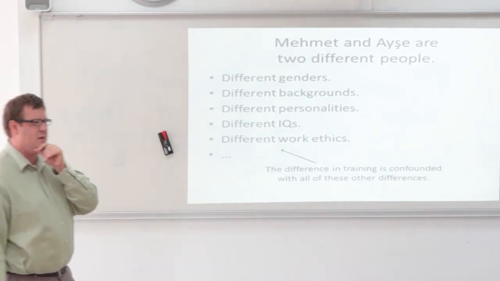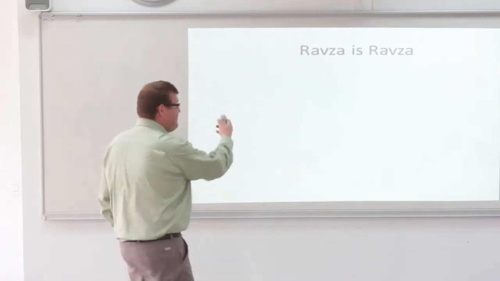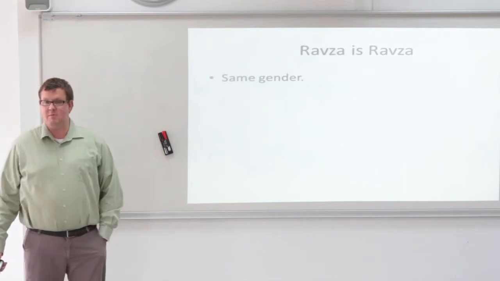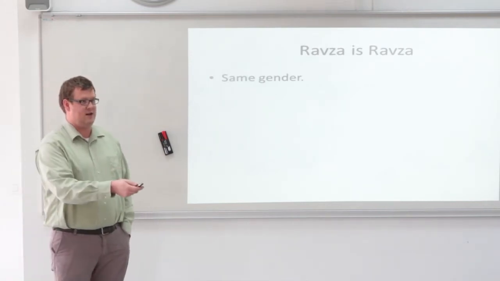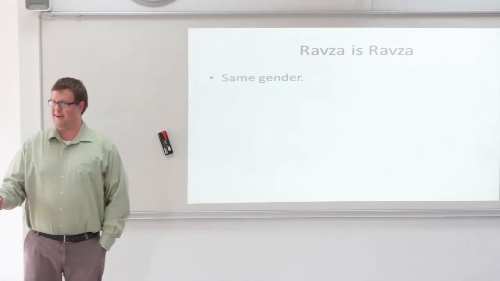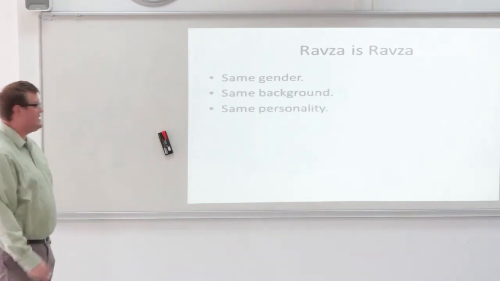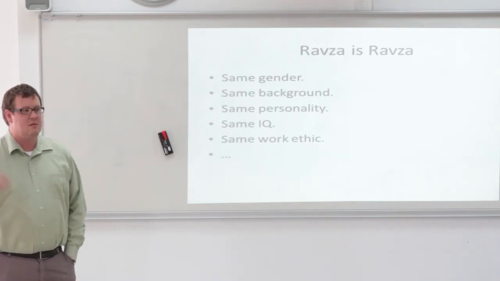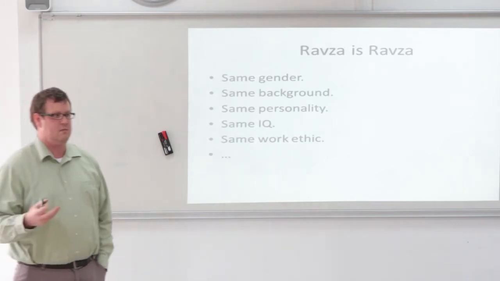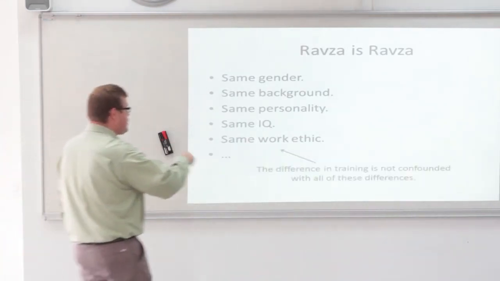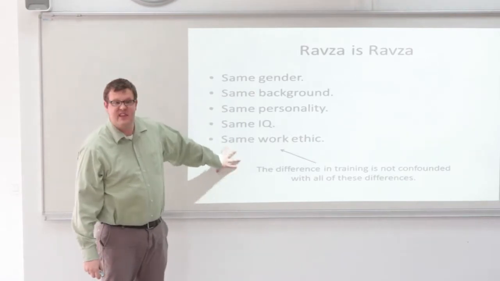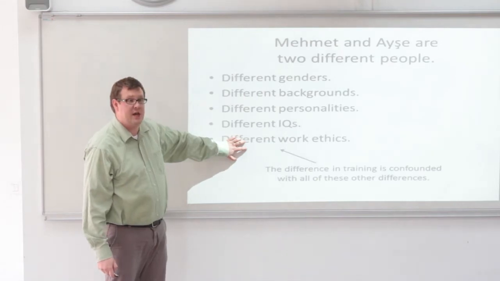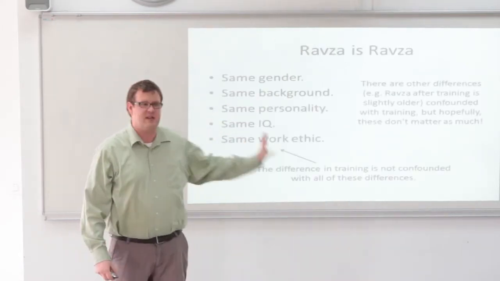If you remind me, maybe we can come back to this later. Anyway, Ramza, on the other hand, is Ramza, right? She's the same gender when she takes it at time 1 and at time 2, probably. Right? Same background, basically, same personality, same IQ, same work ethic, same age, basically everything is the same, right? So the difference in training isn't confounded with all of these differences. It was before, here for Mehmet and Aisha, it's not for Ramza.